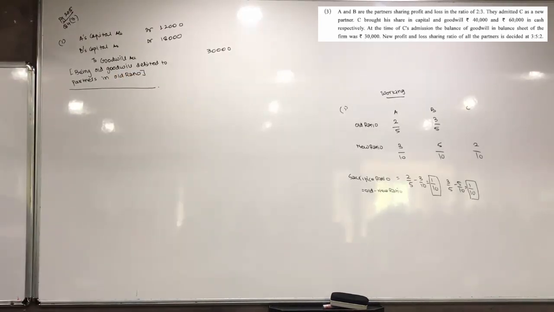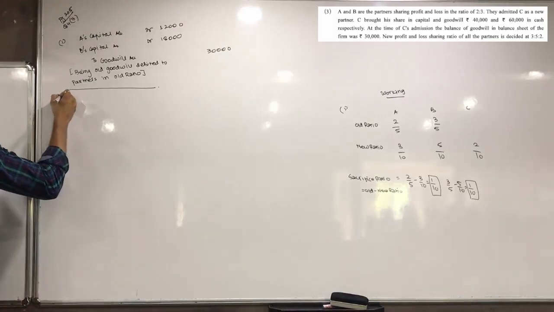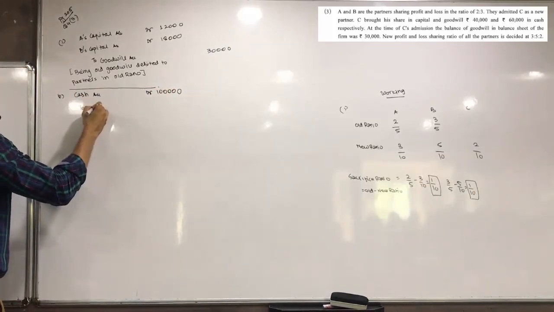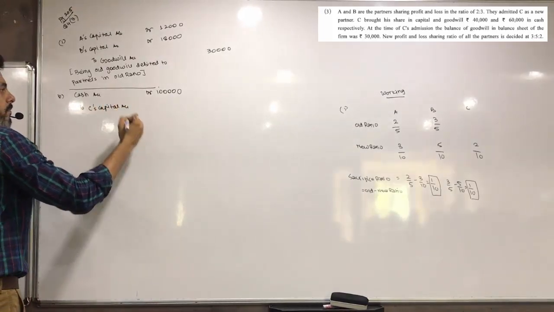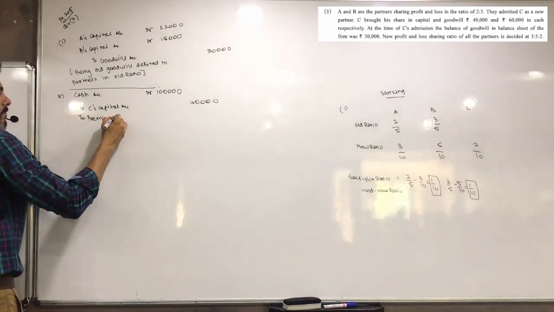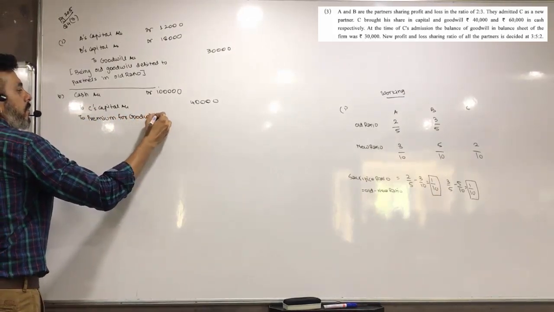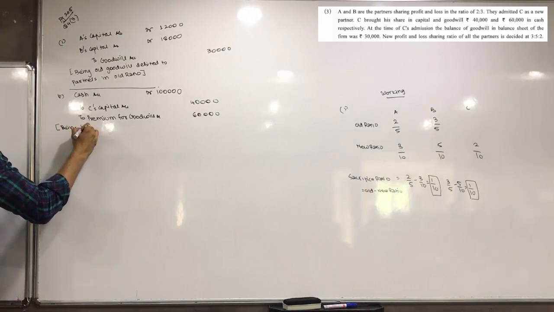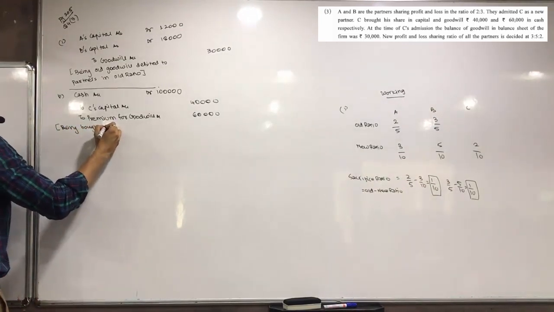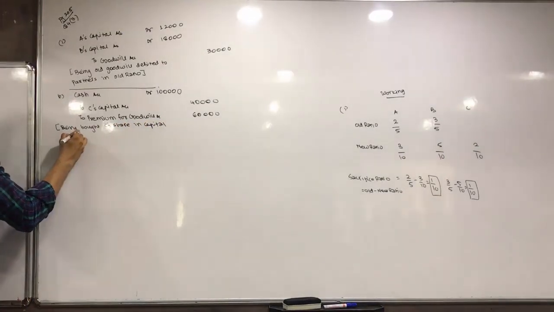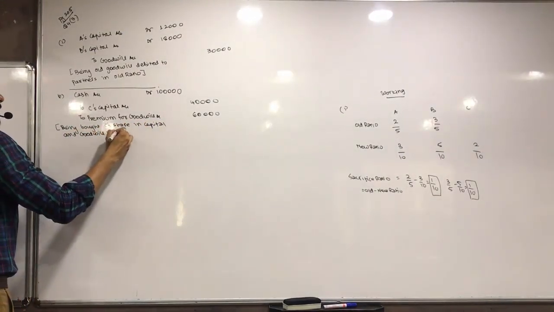C bought his share in capital and goodwill, 40,000 and 60,000 in cash respectively. So write: second, cash account debit 1 lakh, to C's capital account 40,000, to premium for goodwill 60,000. Being C bought his share in capital and goodwill in cash.